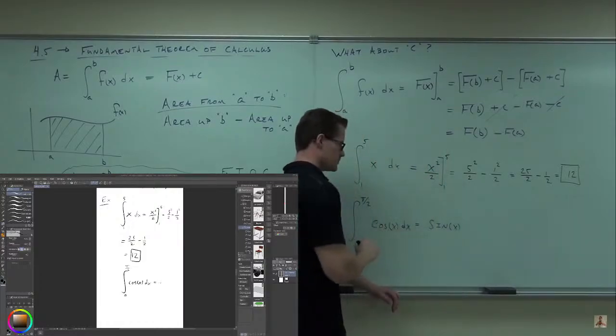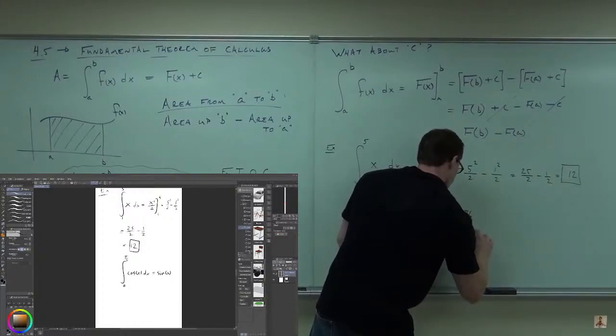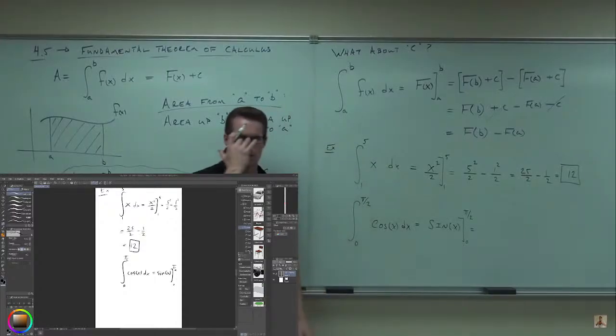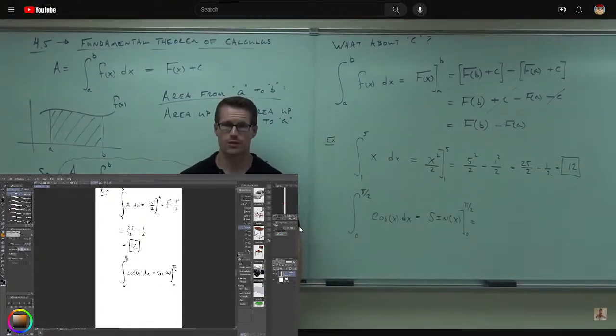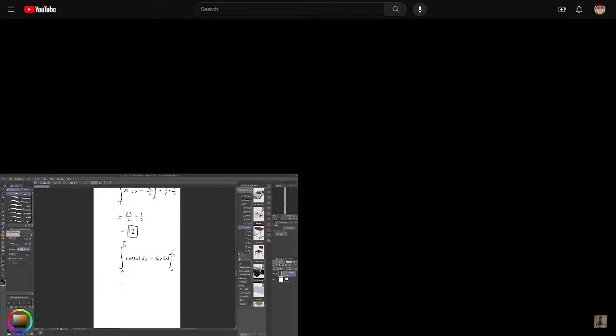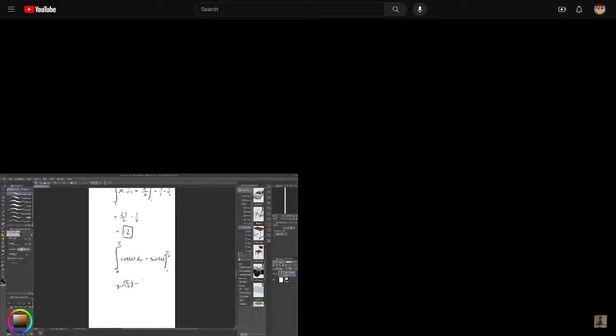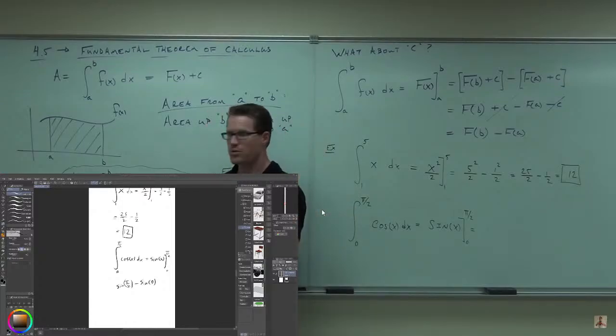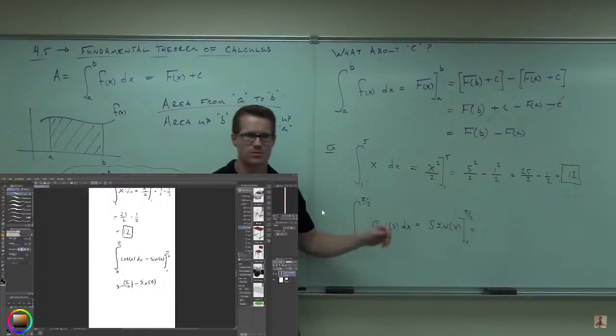And where are we going? 0. Which one do we plug in first, the pi over 2 or the 0? The pi over 2. Otherwise, you'd have negative, which is, by the way, if you notice that, when your bounds are reversed, notice how you're subtracting off the wrong thing? That would switch your sign of your area, right? That's why the property I gave you, where you can switch your bounds and it switches the sign of your integral, comes about.